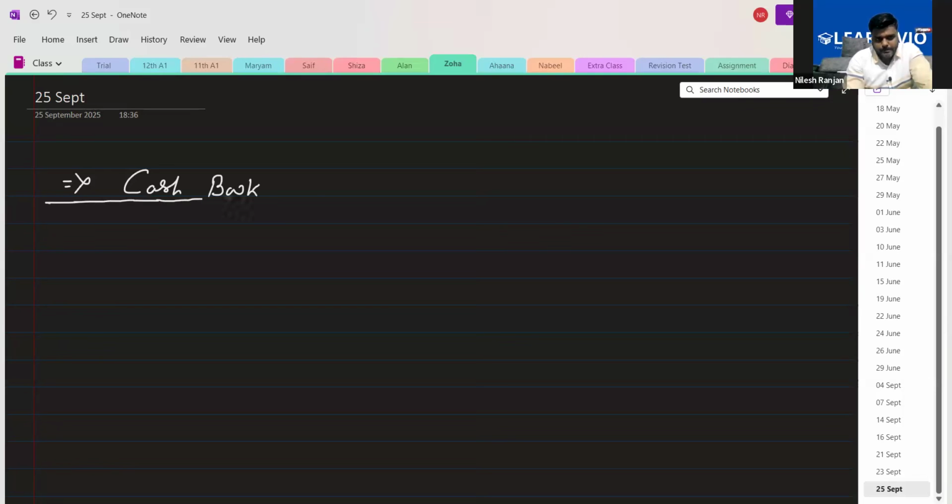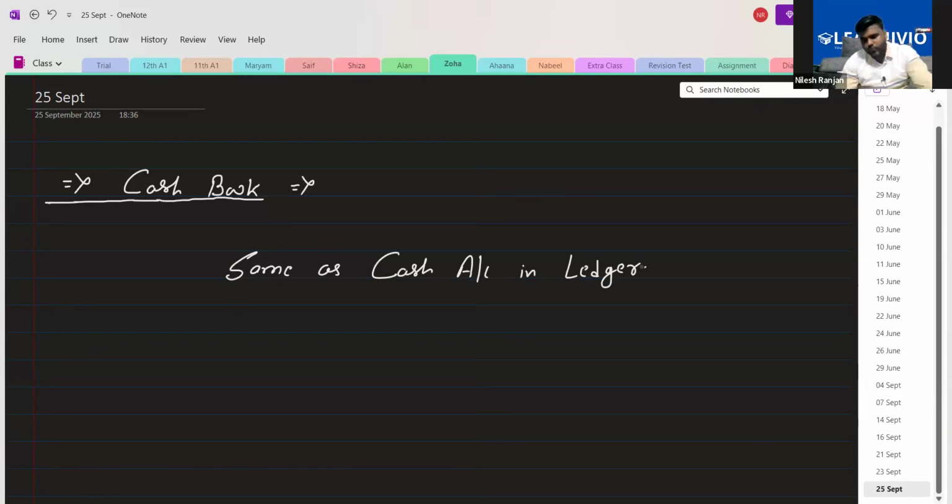So cash book is the same as the ledger, actually the cash account. So I can write it the same as the cash account in ledger. So what is the difference then? Why do we prepare cash book and cash account separately?